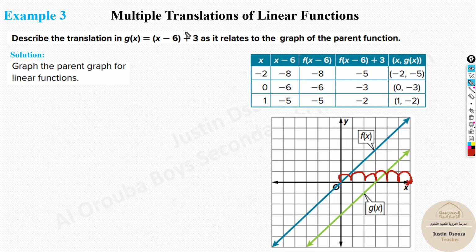And now there is plus 3 outside the brackets. That means it moves upwards by 3 units. That is the y-axis. So again, 1, 2, 3. So this is the point. This point is moved up over here. So there will be one point over here.